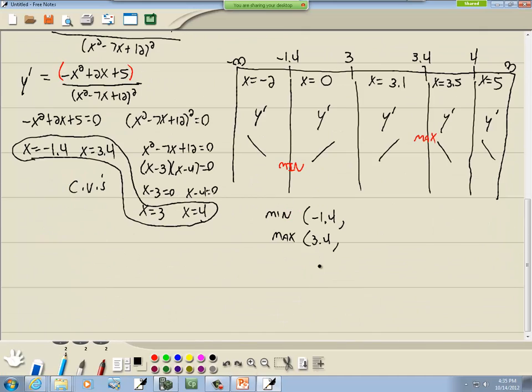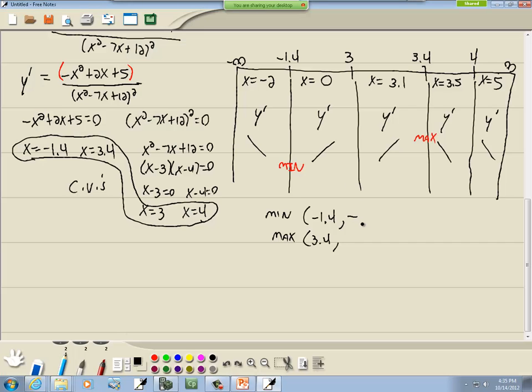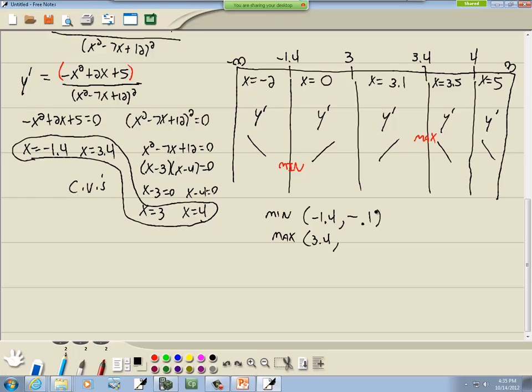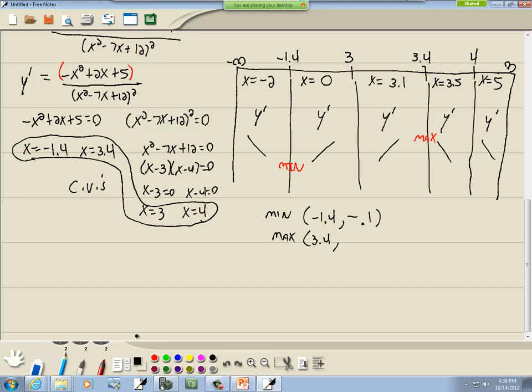Okay, so we said min of negative 1.4. So we type in negative 1.4, enter, and that gives us negative point, I'll take it to one decimal place, 1. And our max, 3.4. So 3.4, enter, and that gives us negative 10.